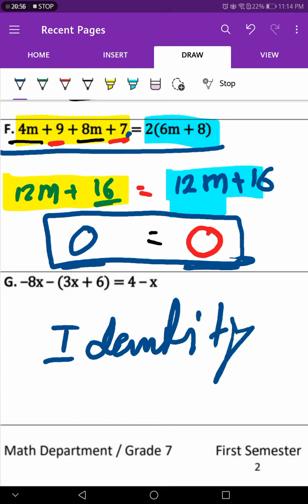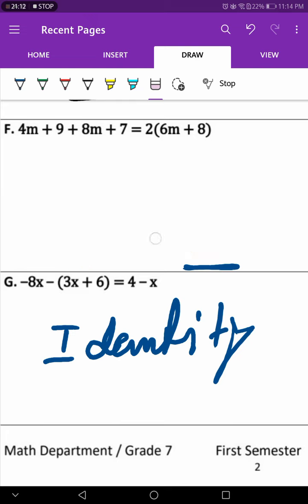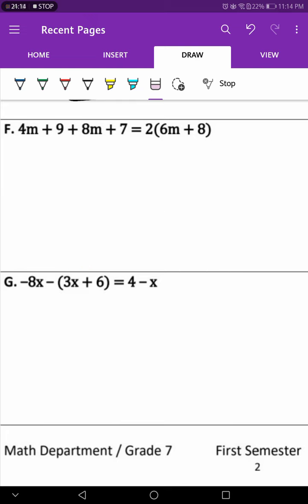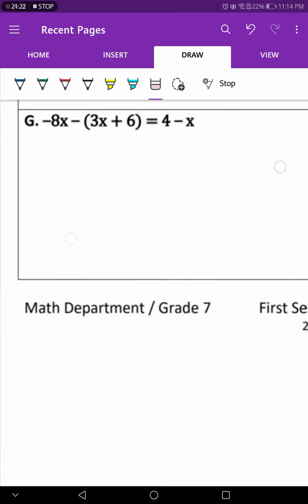And identity means there are infinitely many solutions for this, or you can say any value in the world. You put it in, and it makes the equation true or correct, or the left side equals the right side. The last question, Rayyan.